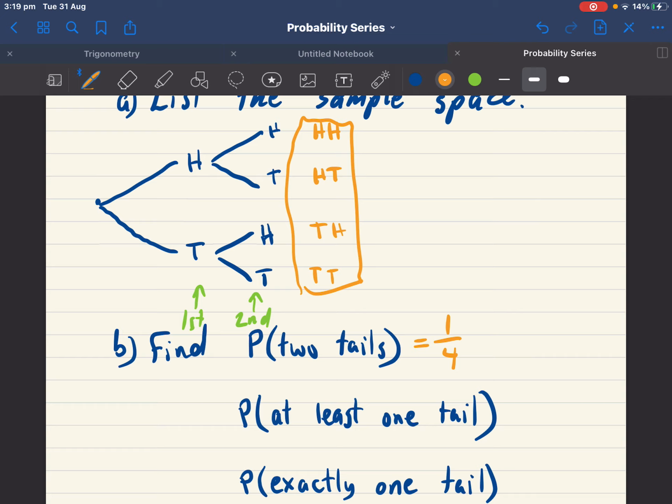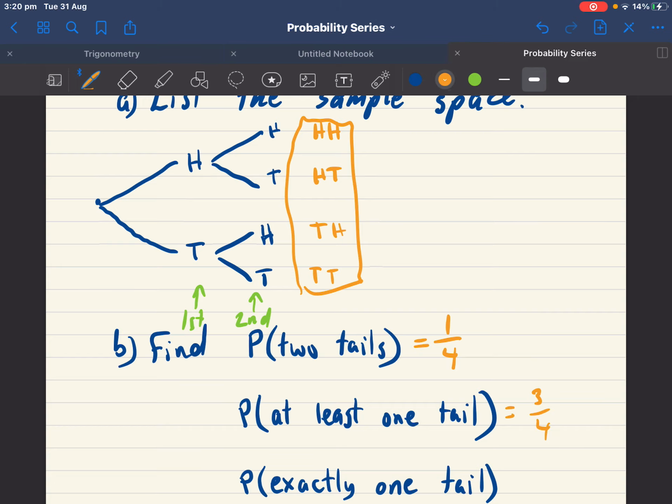What's the probability you get at least 1 tail? Well, out of the 4 different possibilities, how many of them had at least 1 tail? There, and there, right? So in this case, the probability would be 3 out of a total of 4.